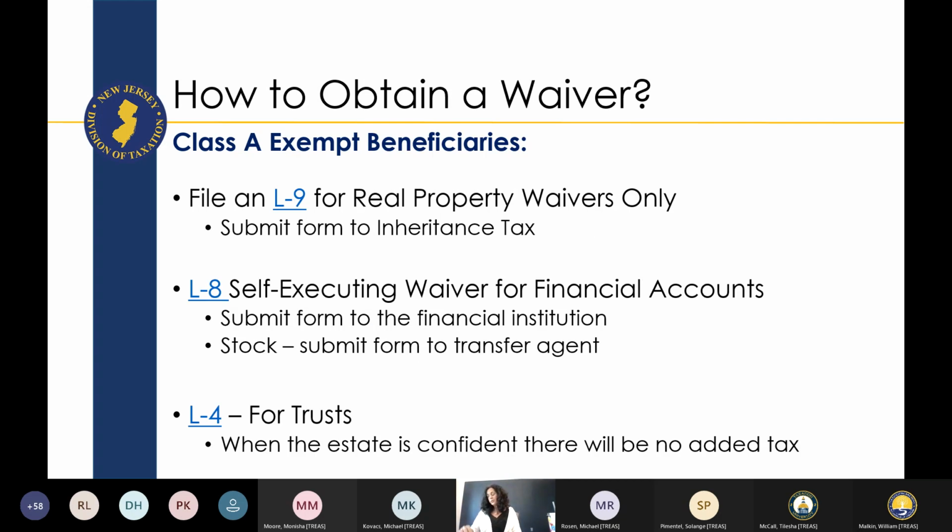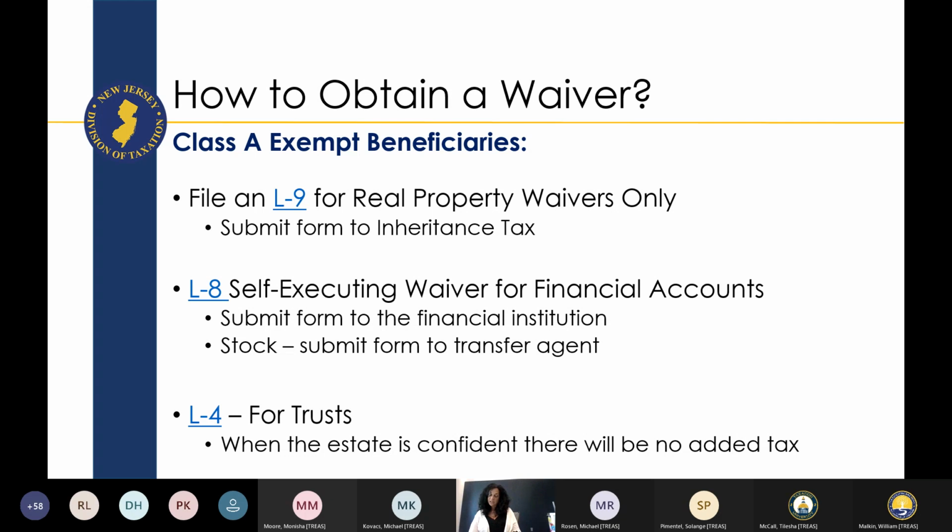Okay, so people who are Class A exempt, they don't have to fill out an entire inheritance tax return. We have some shortcuts for them. One of them is that they can file an L9. This is for real property only, and real property is the real estate. They would have to fill out the form, which you can get from us online, fill it out, submit it to our office. We have people who look at that, make sure everything is correct, and then they will issue you a waiver.